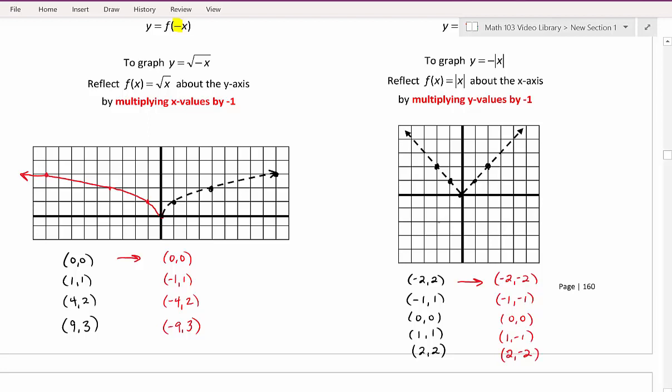Let's plot these points and then draw in our graph. You'll see once again that the shape did not change. We simply reflected it. Yes, it's upside down now, but we didn't make it taller or skinnier or anything like that. The shape stayed the same. It's just the position changed.